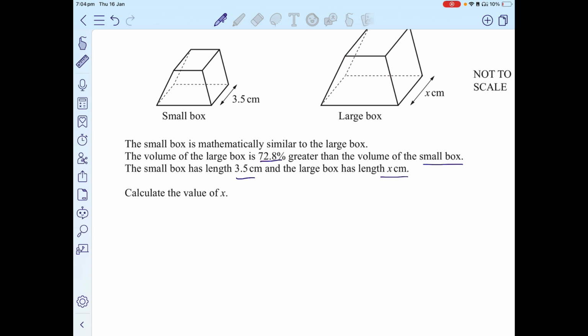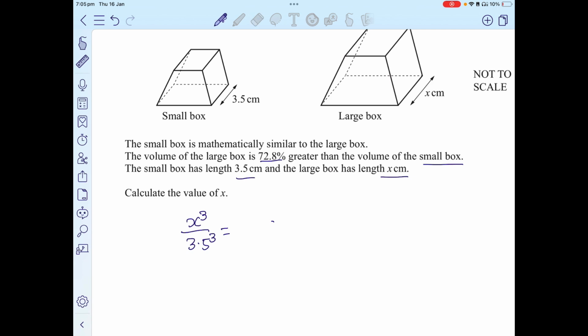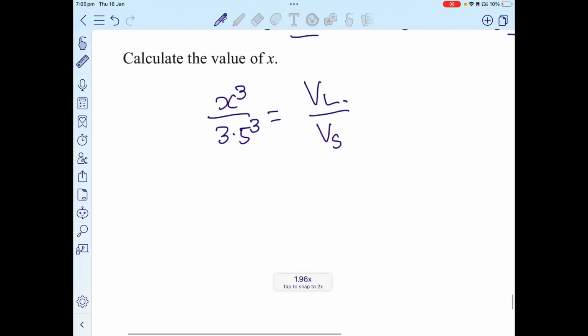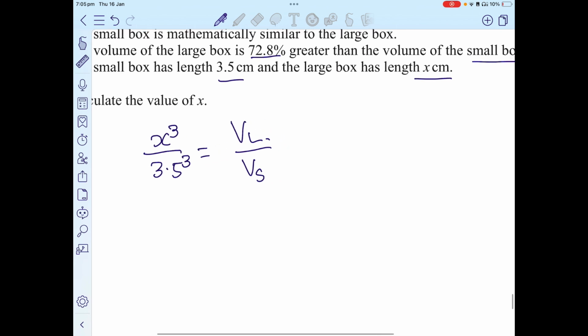So we can say that x cubed over 3.5 cubed is equivalent to the volume of the larger one over the volume of the smaller one. Sorry, I said area, I mean volume. So what I'm trying to signify here is the ratio: the length ratio should be related to the volume ratio. And because volume is the cube of length, we take the power of 3 of the length to get the volume. Now, what is the ratio of the volumes?